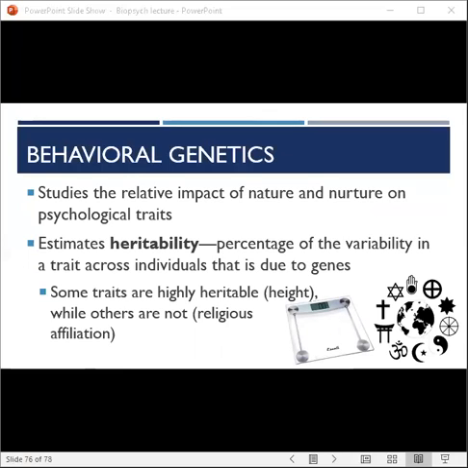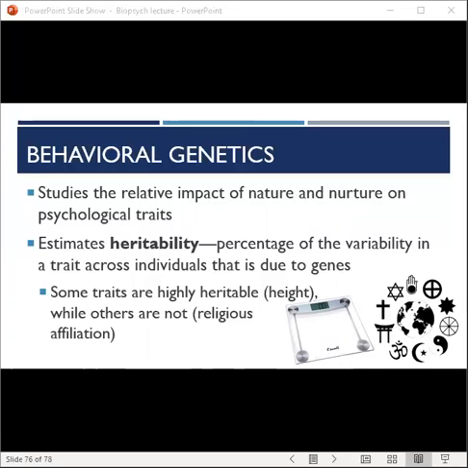Now, heritability is an important concept in behavioral genetics. This is the extent to which differences in the appearance of a trait across several people can be accounted for by differences in their genes. It can be a bit complicated. We don't need to go too far in depth, and I'm going to show you a video on the next slide that does a good job of breaking it down.